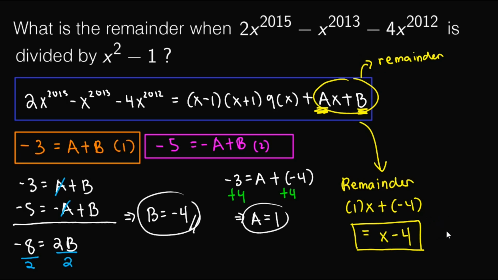And that's it. So we have found the remainder when we divide 2x raised to 2015 minus x raised to 2013 minus 4x raised to 2012 by x squared minus 1. So as you can see, we didn't use the remainder theorem, or not the typical remainder theorem to be exact. Also, we didn't use long division out here, since if we apply long division, it becomes problematic as these exponents are very large. So I think this is the best way to solve this one.